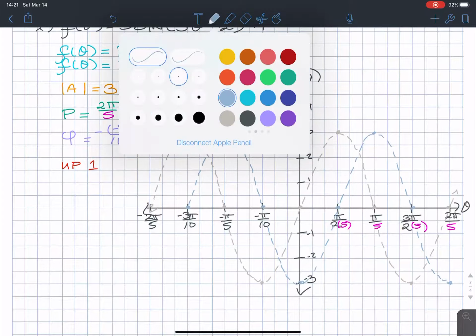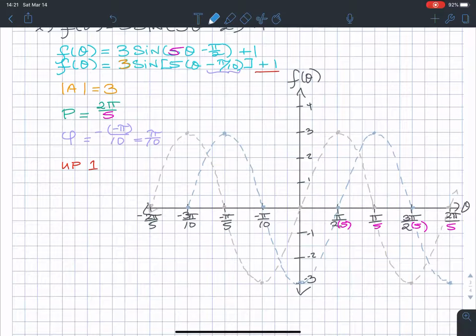But finally, I need to shift everything up 1 unit. So that shift is now up 1 unit. Oh, not 1.5, 1. So everything gets shifted up 1 unit from where it is after the horizontal shift. So finally, the graph of sine with an amplitude of 3 that has been shifted to the right pi over 10 and then up 1 unit looks like so.